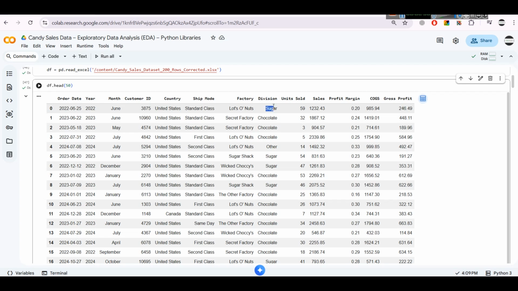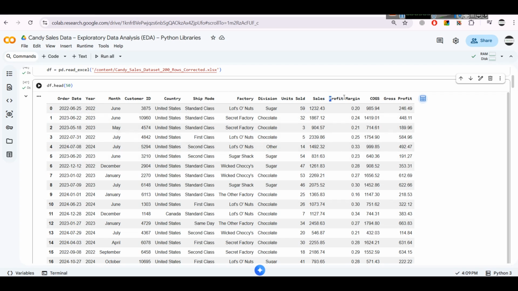Division. This represents the product category or division, such as chocolate, sugar, or other. It helps in understanding which product categories drive the most sales and profit. Units sold. This column shows the number of units sold in a particular order. It is a key metric for volume-based analysis. Sales. This represents the total revenue generated from the order. It is one of the most important financial metrics in the dataset.